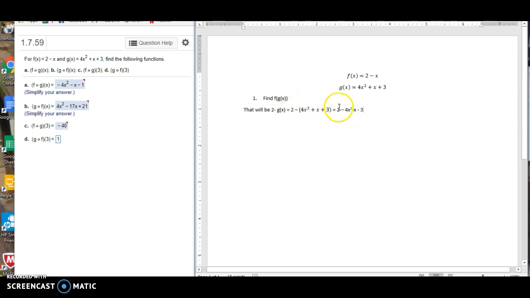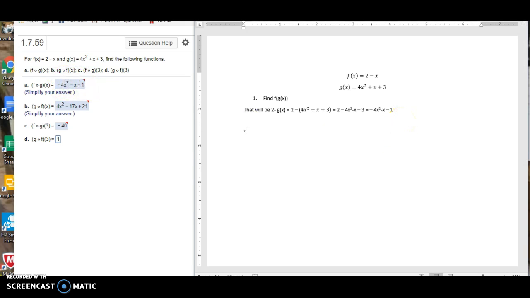And then I can combine like terms. I have a positive 2 and a negative 3. And so it looks like my final answer will be negative 4x squared minus x, and then positive 2 plus negative 3 will give me a negative 1. And if I come over here and look, that is the correct answer to that one.